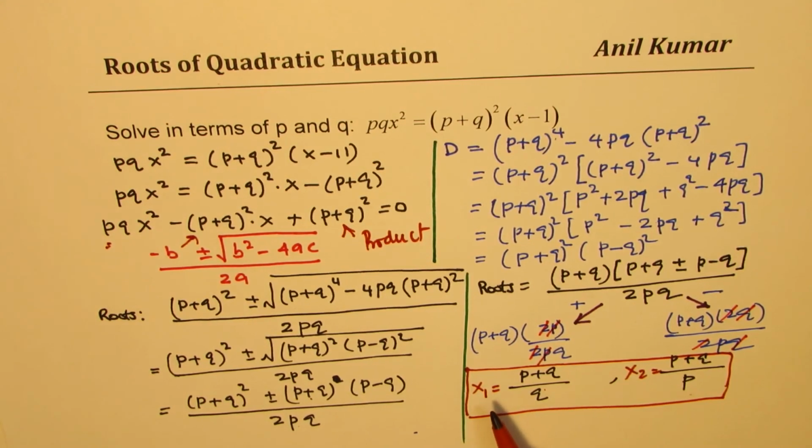So finally, we get two roots. One is (P+Q) divided by Q. The other one is (P+Q) divided by P.